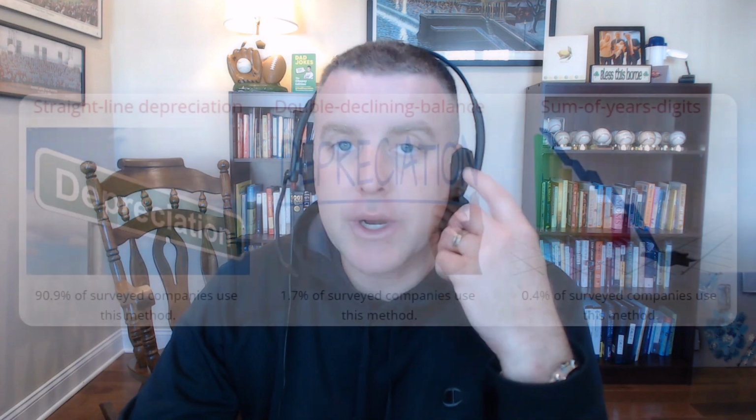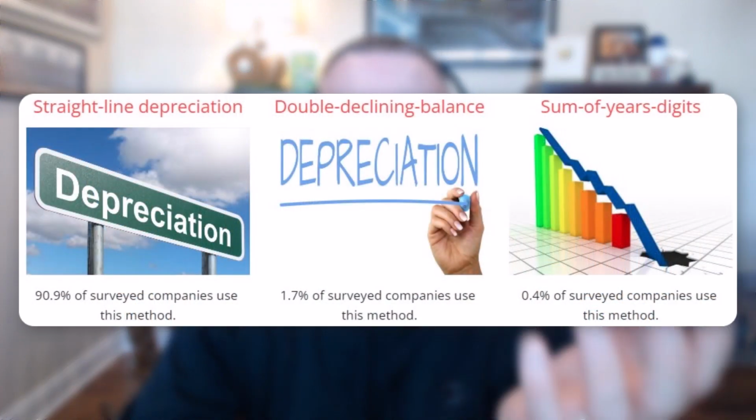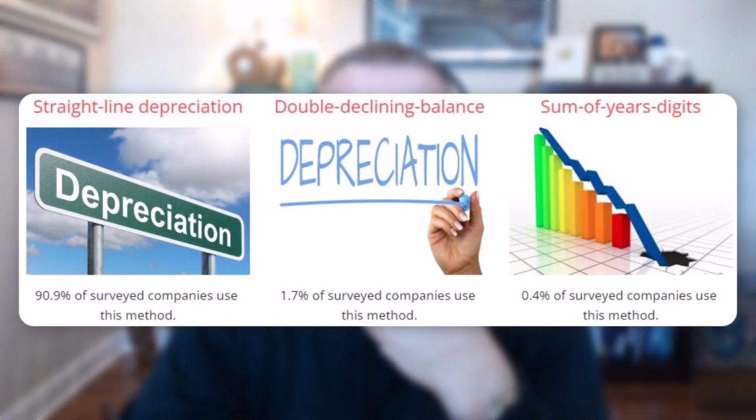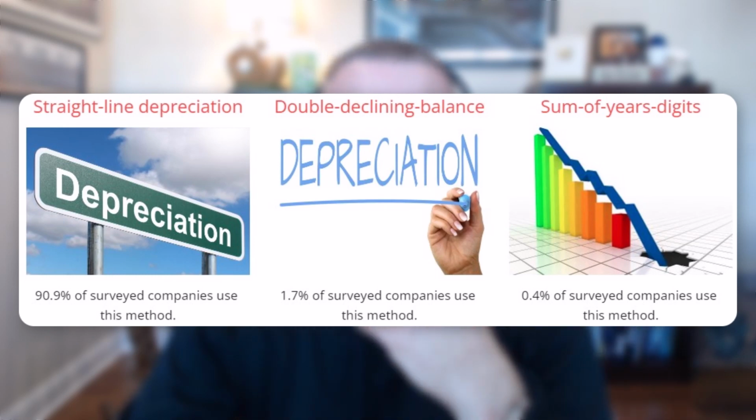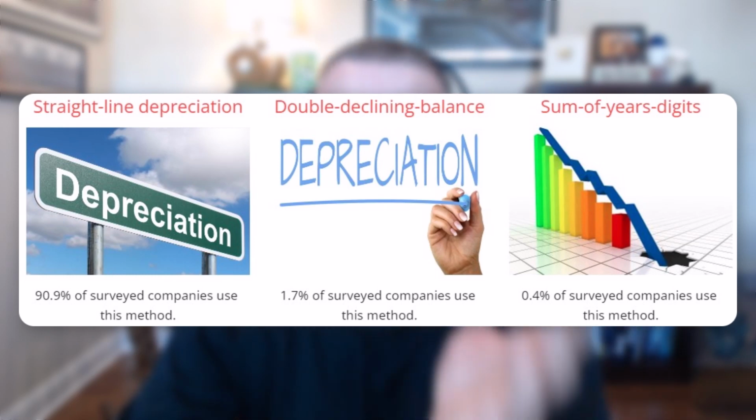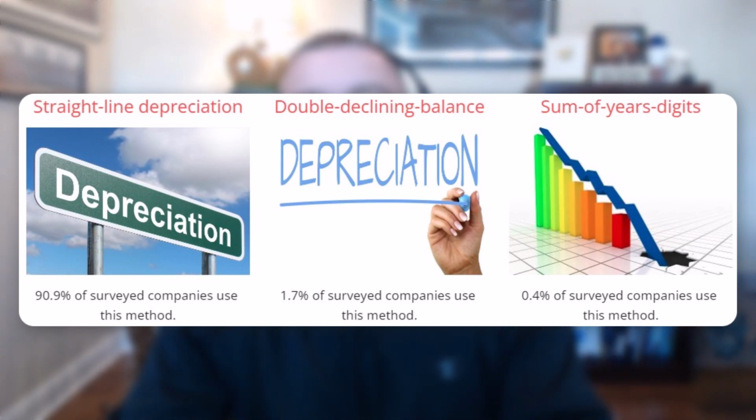So what are the different time-based depreciation methods? Well, the most common by far is straight line depreciation, and according to a survey that was done about 10 years ago of, I believe it was Fortune 500 companies, about 91% of companies said that they were using straight line depreciation as their primary depreciation methodology.